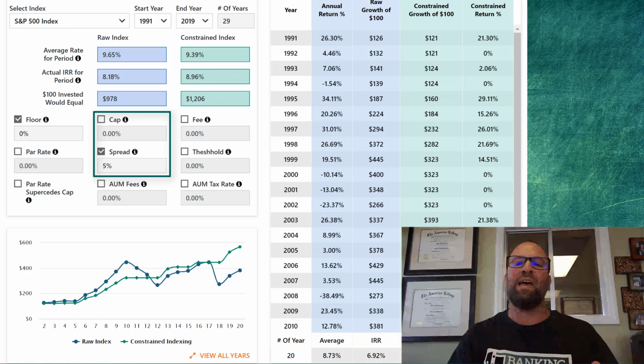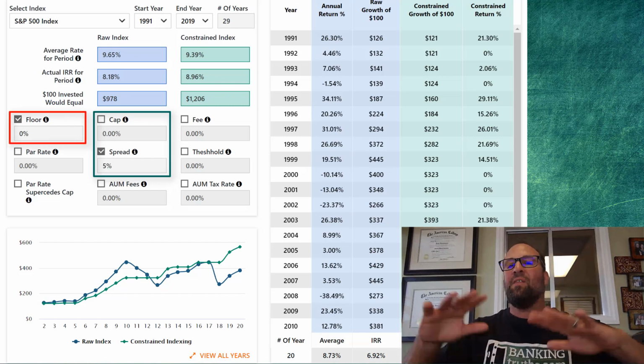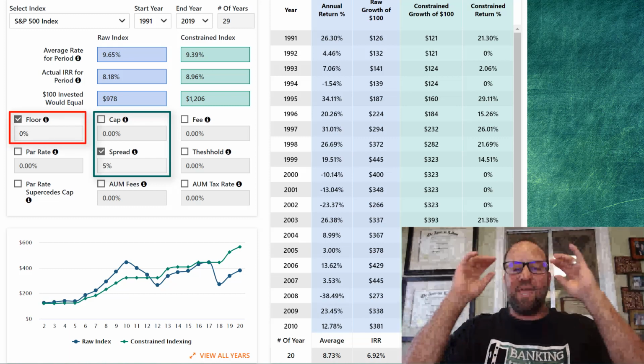Now, a spread is a fee that you only pay when you win. Meaning if you earn 6%, the first 5 goes away, you only get 1. But if you only get 3%, you don't go down to -2. It just means you get 0. The 0% floor supersedes the spread, or the fee that you only pay when you win.